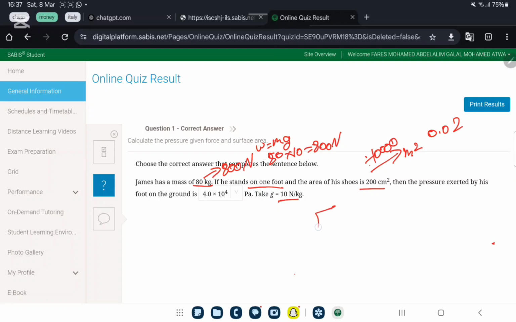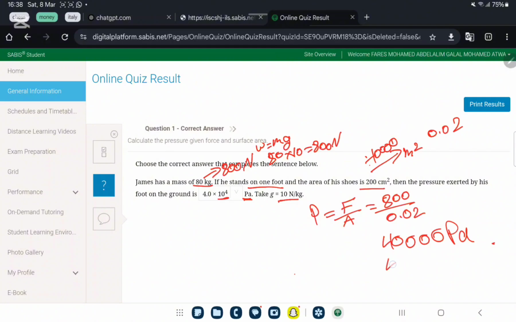and pressure P is equal to F over area. So force is 800 divided by 0.02. You put it in your calculator, you get 40,000 pascals. They wanted scientific notation, so you move the decimal point 4 times, and it's 4 times 10 to the power 4 pascals.